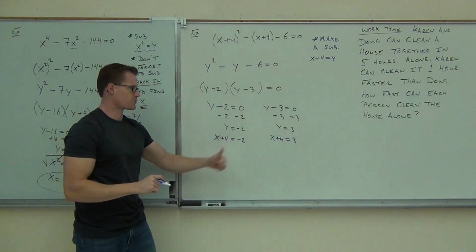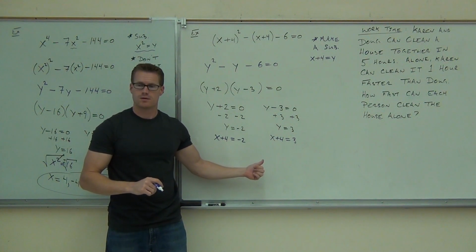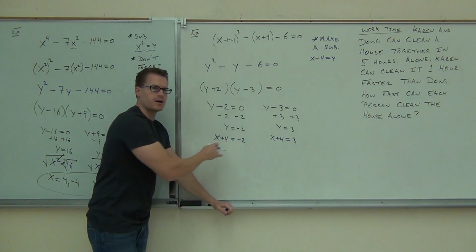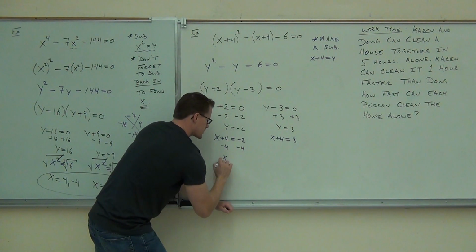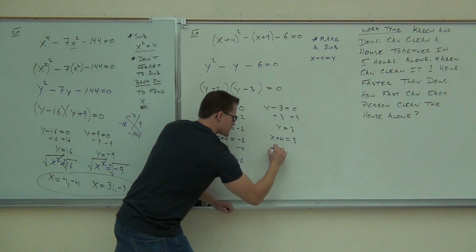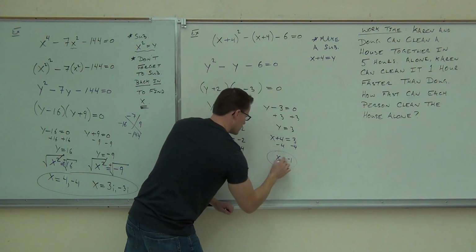Hey, I got x plus 4 equals negative 2. I got x plus 4 equals 3. Are you done here? No. What do you do to solve that? Yeah. Now it's not bad. We're going to get x equals negative 6. We'll get x equals negative 1.